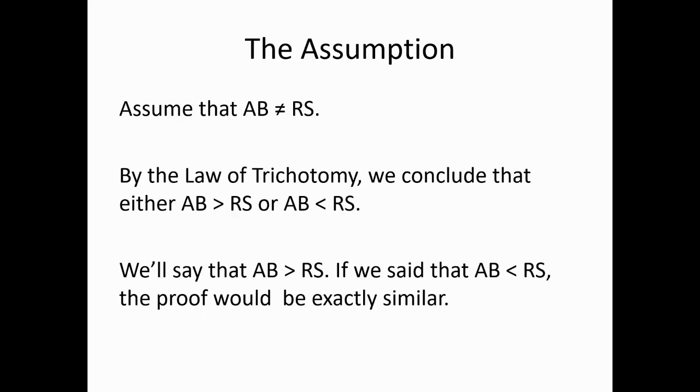So what we will assume is this: we will assume that AB is not equal to RS. Now, by the law of trichotomy, it follows that AB is either greater than RS or AB is less than RS.